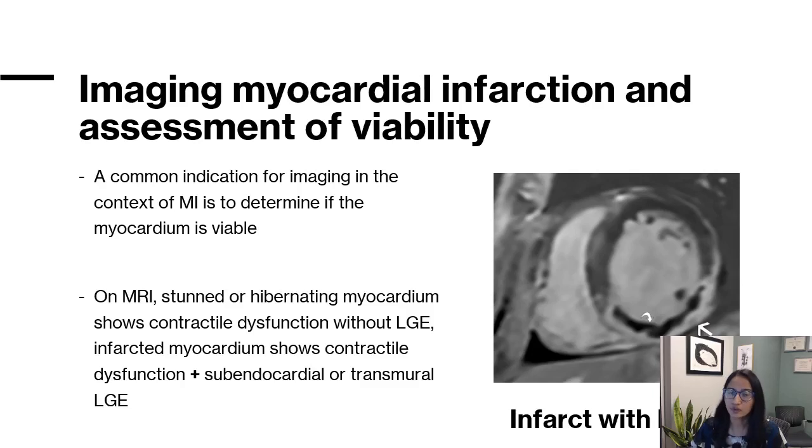This is an example of a 57-year-old man with recent myocardial infarction. There is transmural LGE in the inferior wall along with the presence of intramyocardial hypointensity, which is suggestive of microvascular obstruction.